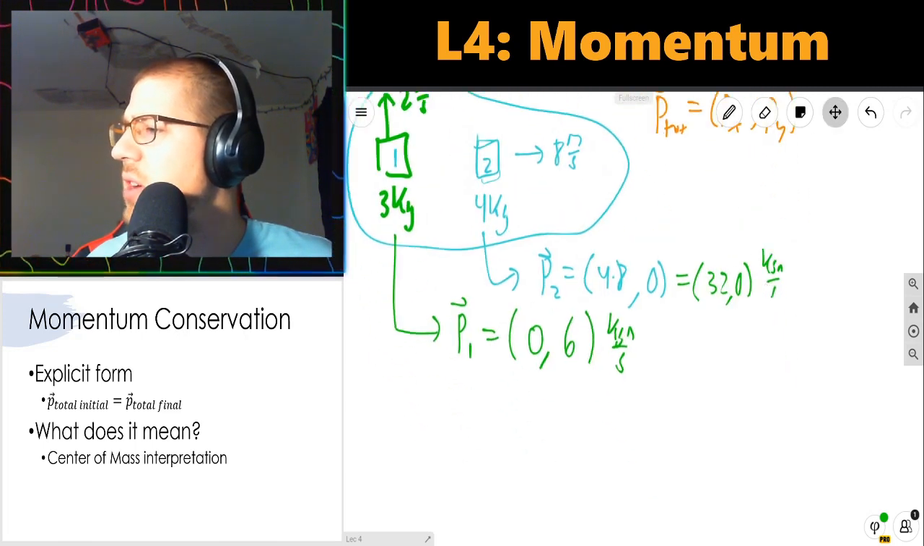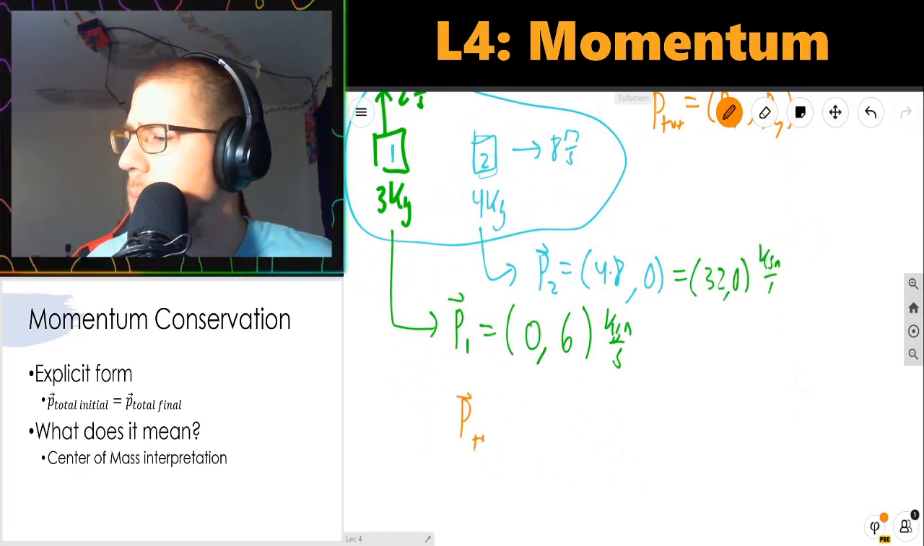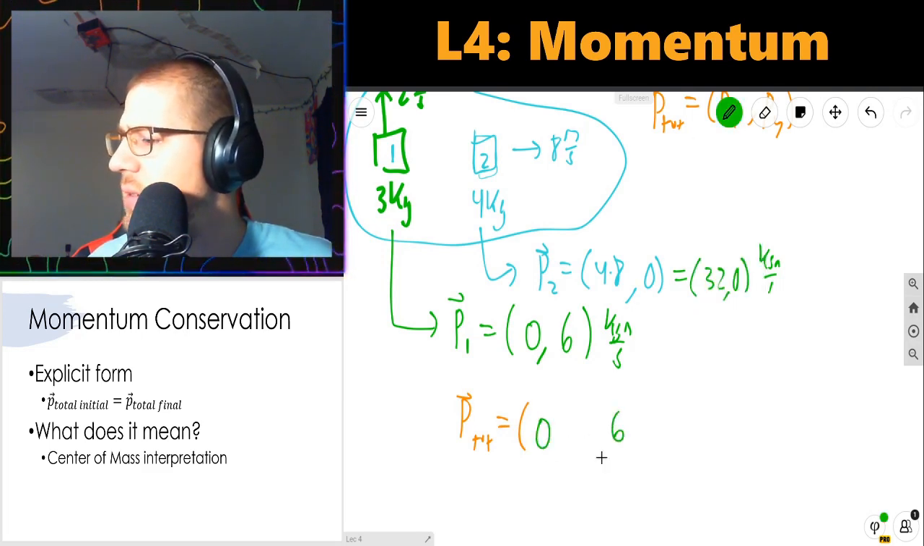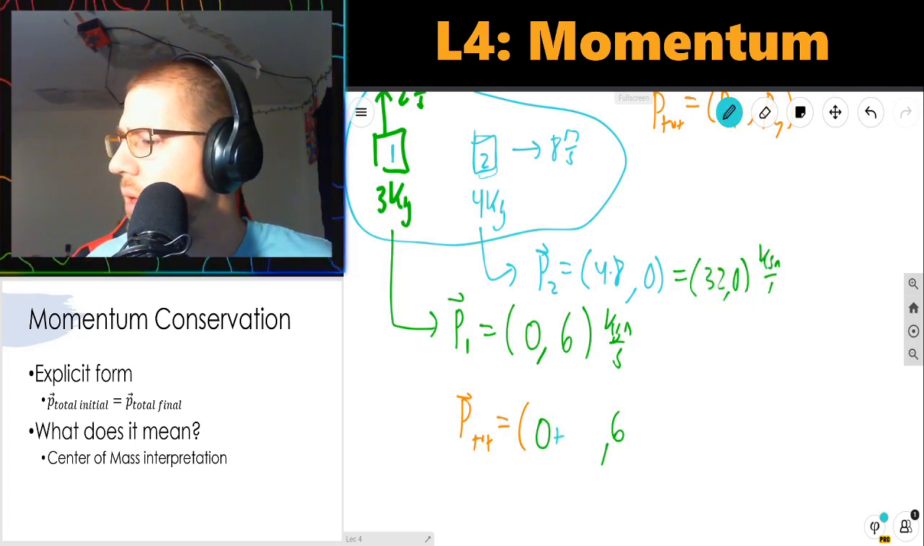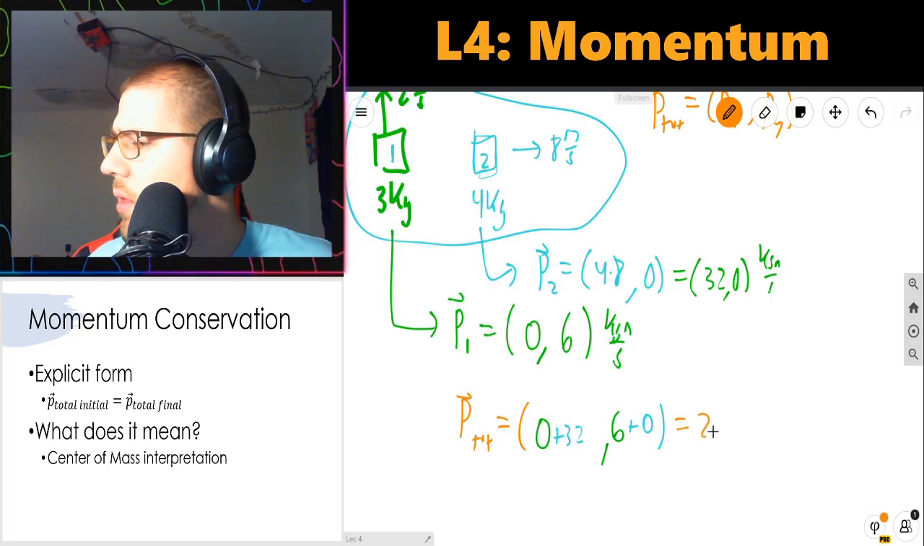So the total momentum of this system is just the sum of those two things. Let's color code this. It's going to be (0, 6) plus (32, 0). And the total is going to be just (32, 6).